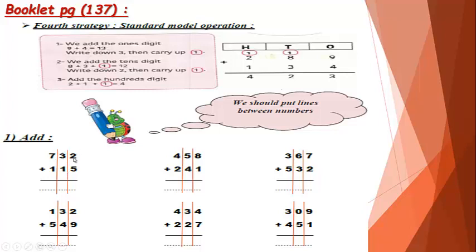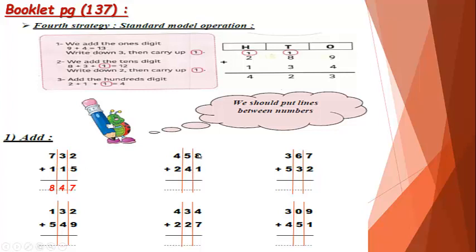The first example here, 2 plus 5. If I want to add 2 plus 5, I think it's so easy and simple. 2 plus 5 equals 7. 3 plus 1 equals 4. 7 plus 1 equals 8. I'm just making these lines in order not to get confused, okay? So you can put them, or if you don't like to put them, no problem.